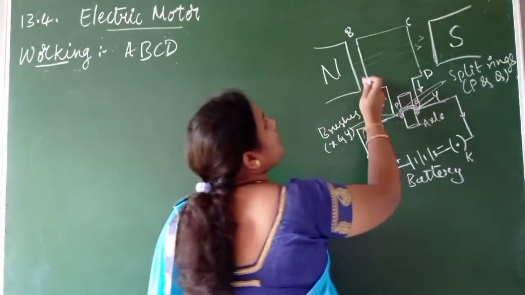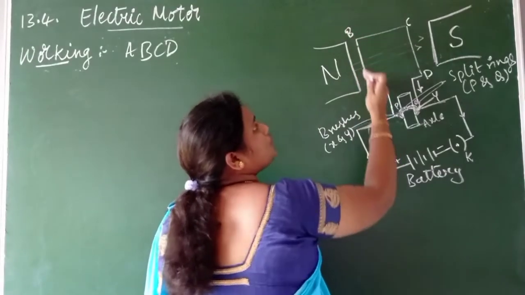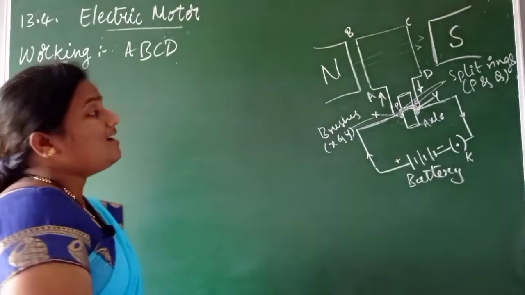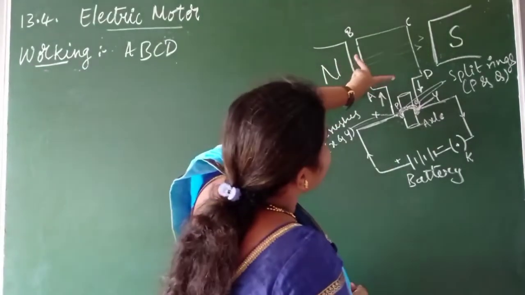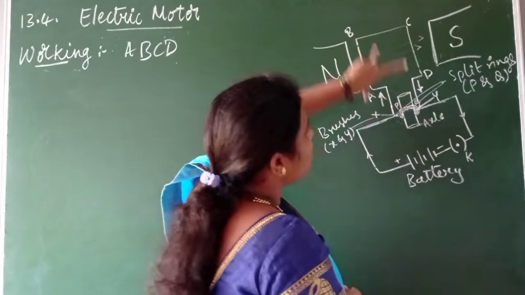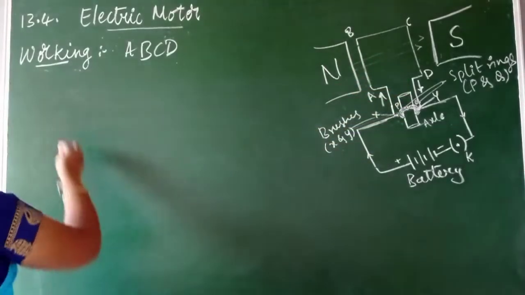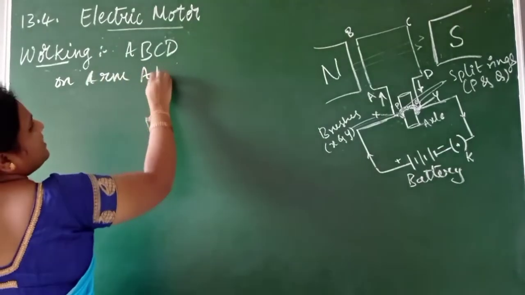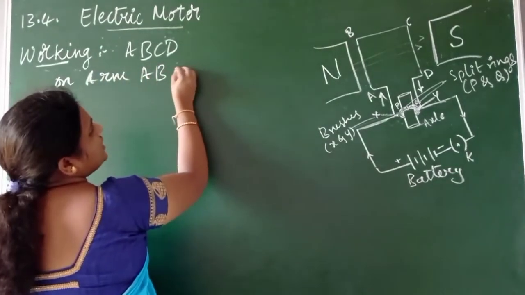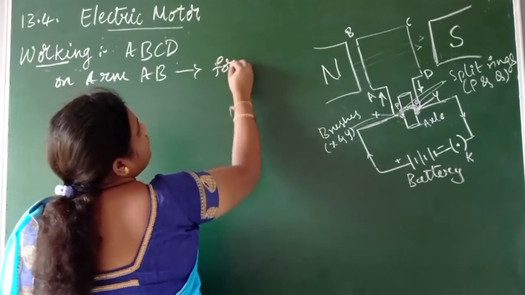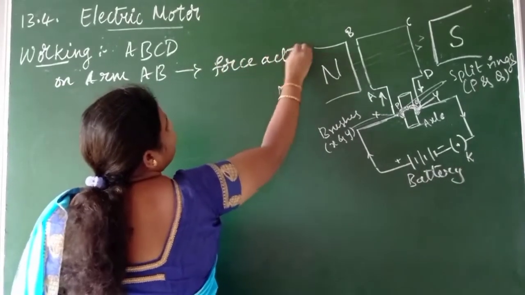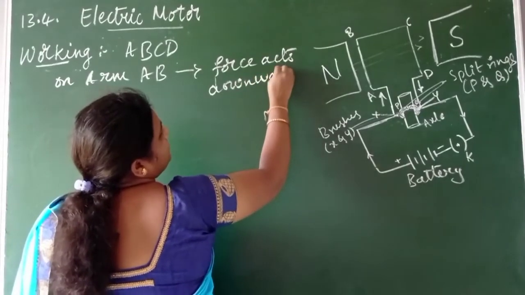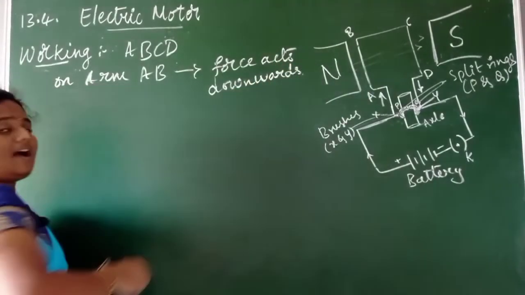Since the arm AB, see children, arm AB is perpendicular to the magnetic field, what happens? The direction of force is downwards. On arm AB, what is the direction of force, children? Force acts downwards. Isn't it children? How have we come to know this?